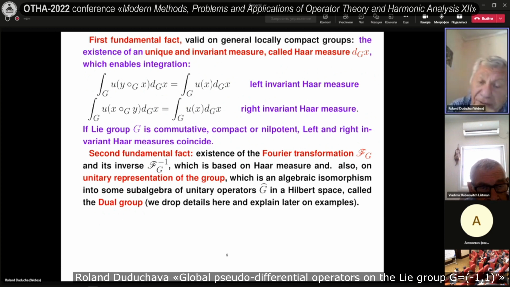Second fundamental fact: there exists a Fourier transformation, which has an inverse and which is based on the Haar measure and the representation of this group. The Fourier transform maps functions on the group to functions on the dual group, which is the representation, of course, the dual group. I will explain this on the example.